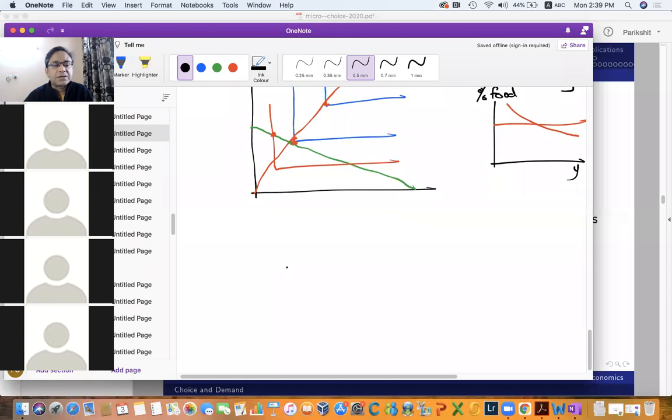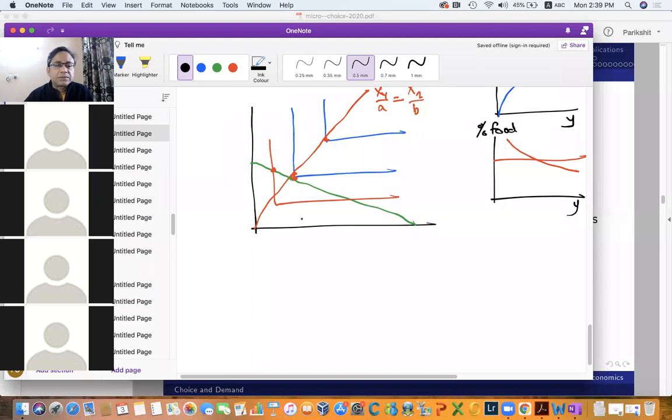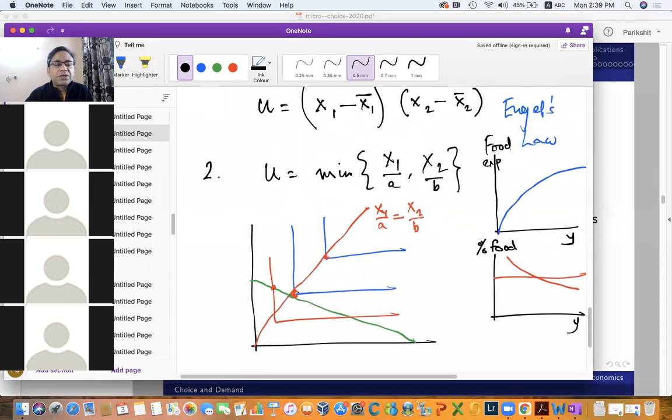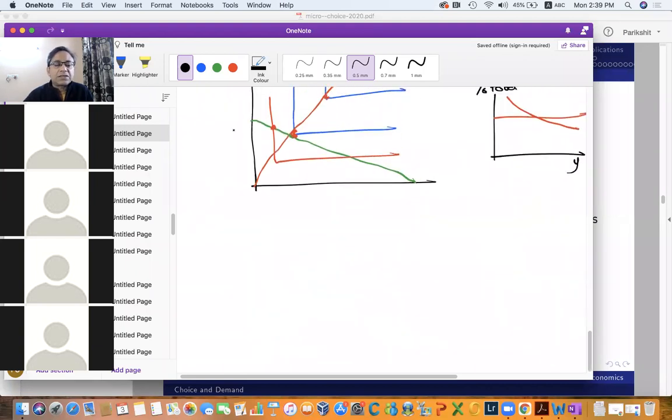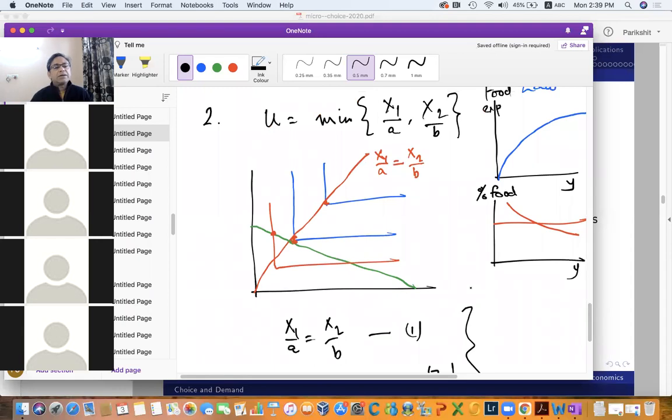So how do we mathematically write down the demand functions? What are the equations? Here we will equate x1/a to x2/b. From the picture, we can see that it'll be one of these corners. So that means the equation x1/a = x2/b has to be true. So that's our first equation. And then p1x1 + p2x2 = y. That will be our second equation. And now we solve, and that gives us the demand functions for x1 and x2.